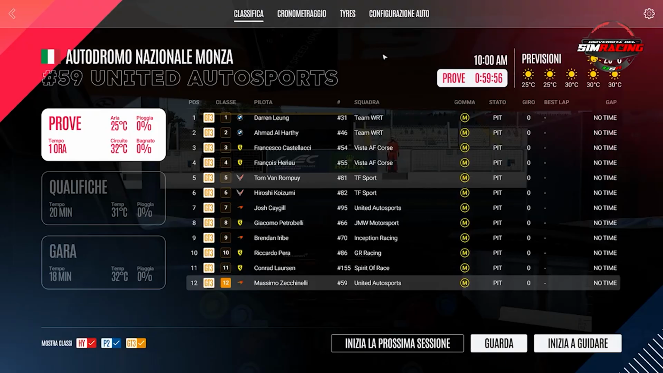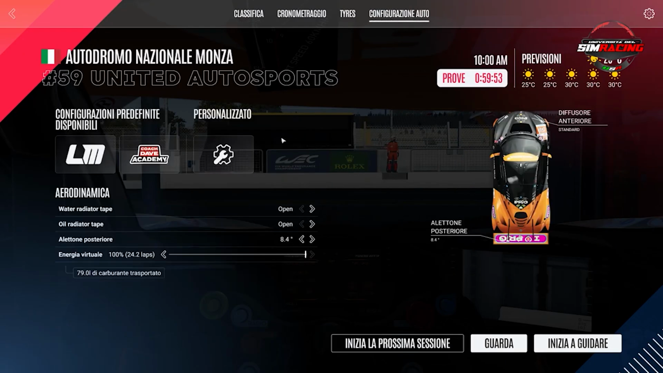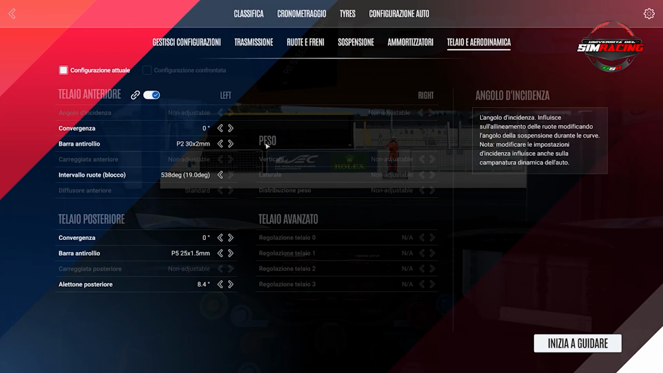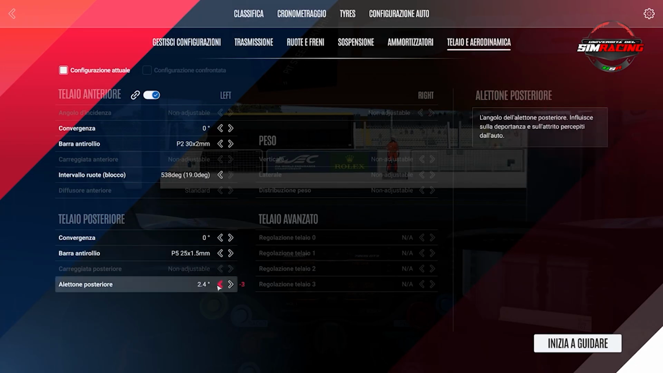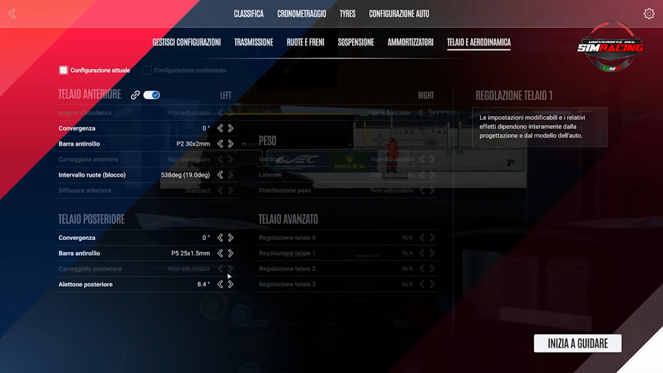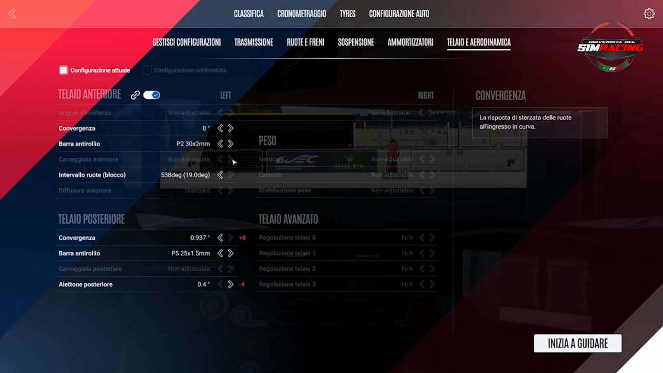Moving on to Le Mans Ultimate, the tests were once again conducted with a McLaren 720S GT3 Evo at Monza, using default setups, which featured neutral toe, 0 degrees, on both axles. Just as in Assetto Corsa Competizione, we reduced the rear wing angle to minimize aerodynamic drag, then maxed out the toe settings to check for differences.